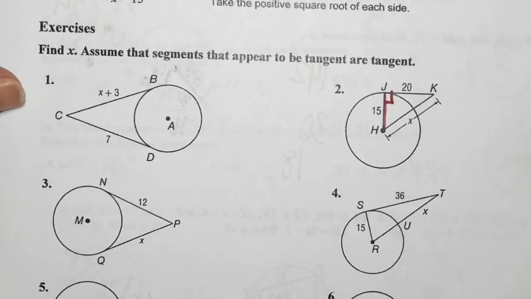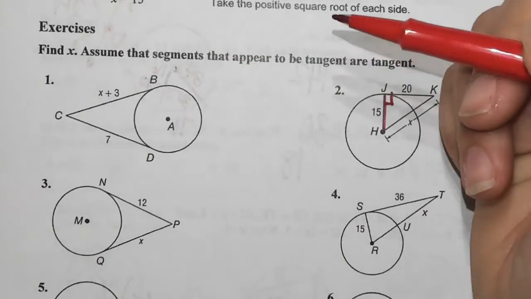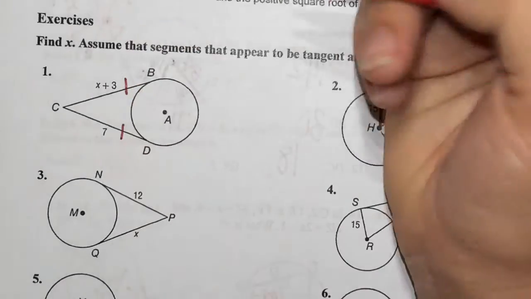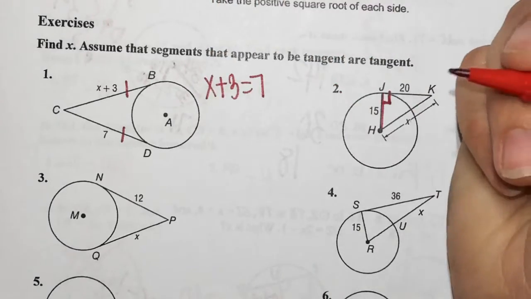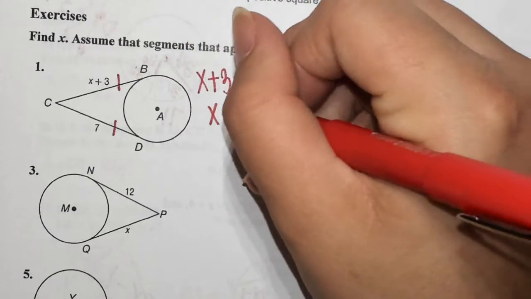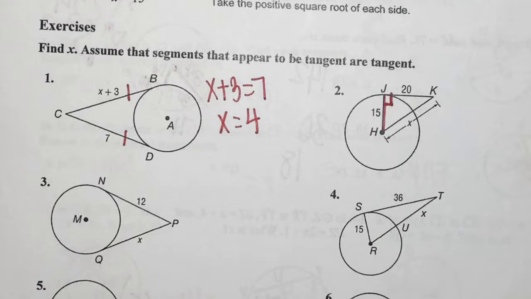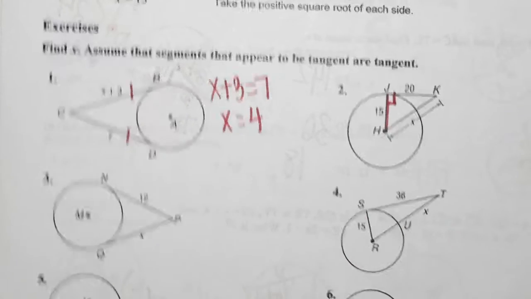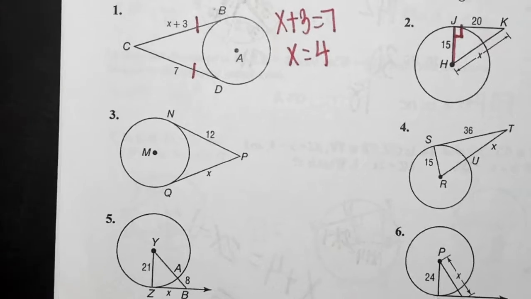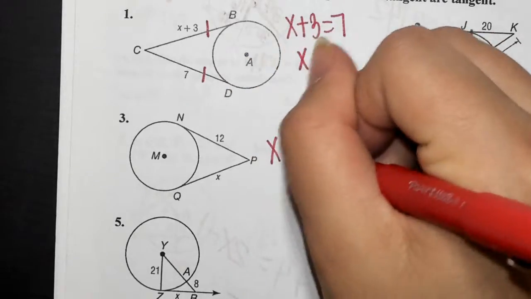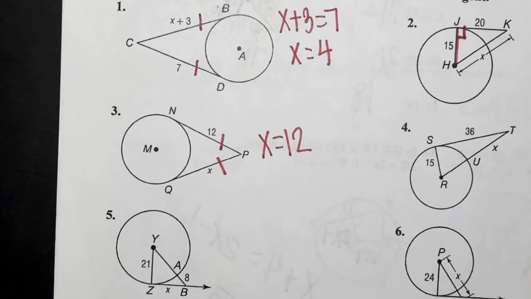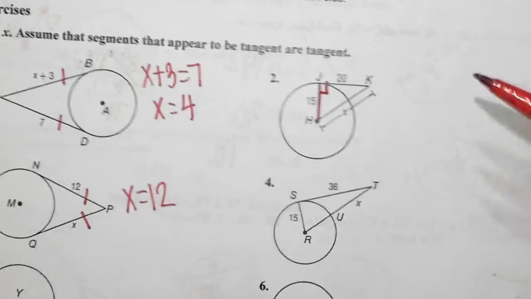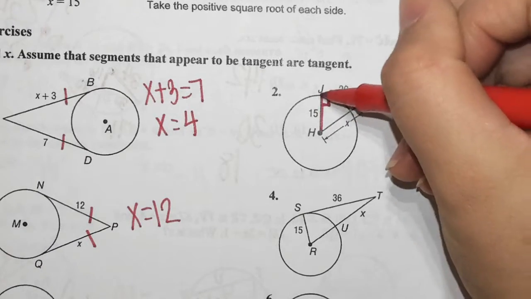So in exercise 1, do they both come from the same exterior point? Yes, so if we want to find x, we just have to set those equal. X plus 3 is equal to 7. Therefore, x is equal to 4. Try 3. What's x? Yeah, 12. It's just the same exact thing. They're both tangent lines. They come from the same point. So they're congruent.